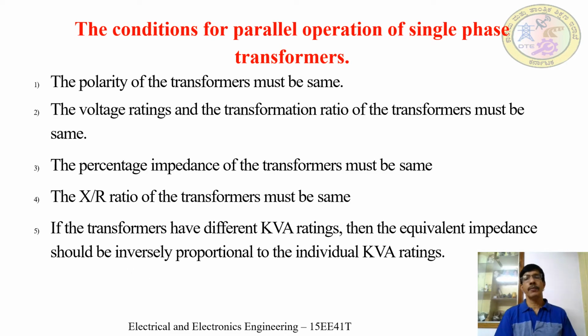And the conditions for parallel operations of single phase transformers are: the polarity of the transformer must be same, the voltage rating and transformation ratio of the transformer must be same, the percentage impedance of the transformers must be same, the X by R ratio of the transformer must be same. If the transformers have different kVA ratings, then equivalent impedance should be inversely proportional to the individual kVA ratings. These are the conditions to run the transformers in parallel.